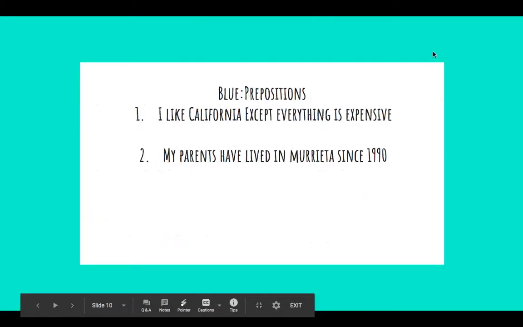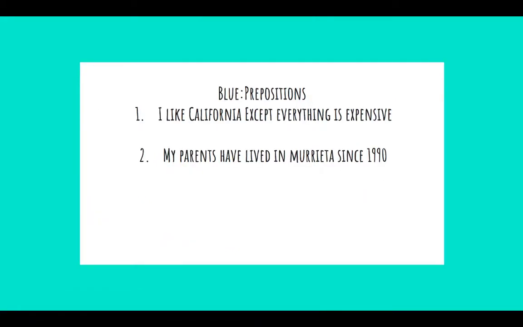Okay, some example sentences. The first one is, I like California, except everything is expensive. The second one is, my parents have lived in Marietta since 1999. So your guys' job is to look for the prepositions like the other ones, and I'll give you guys a couple seconds to do that.